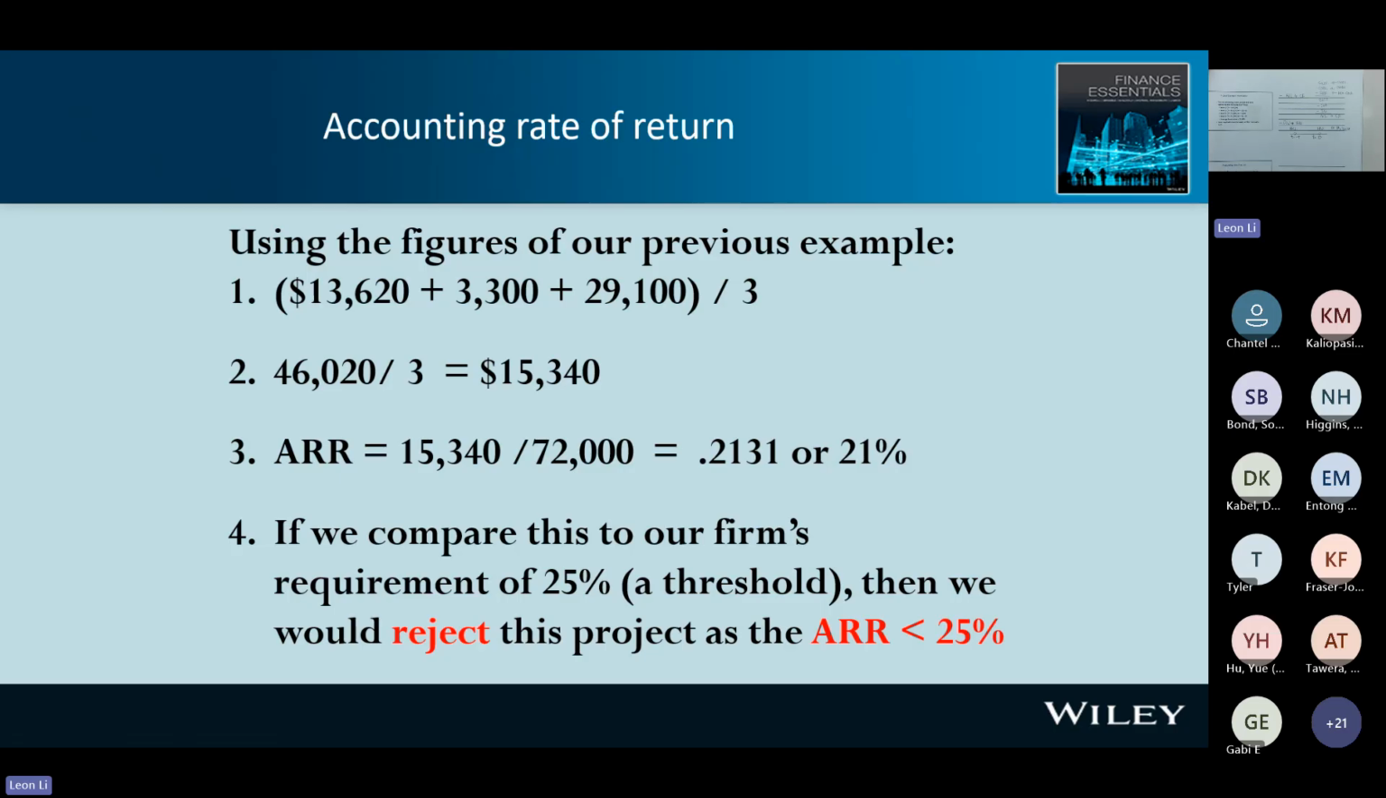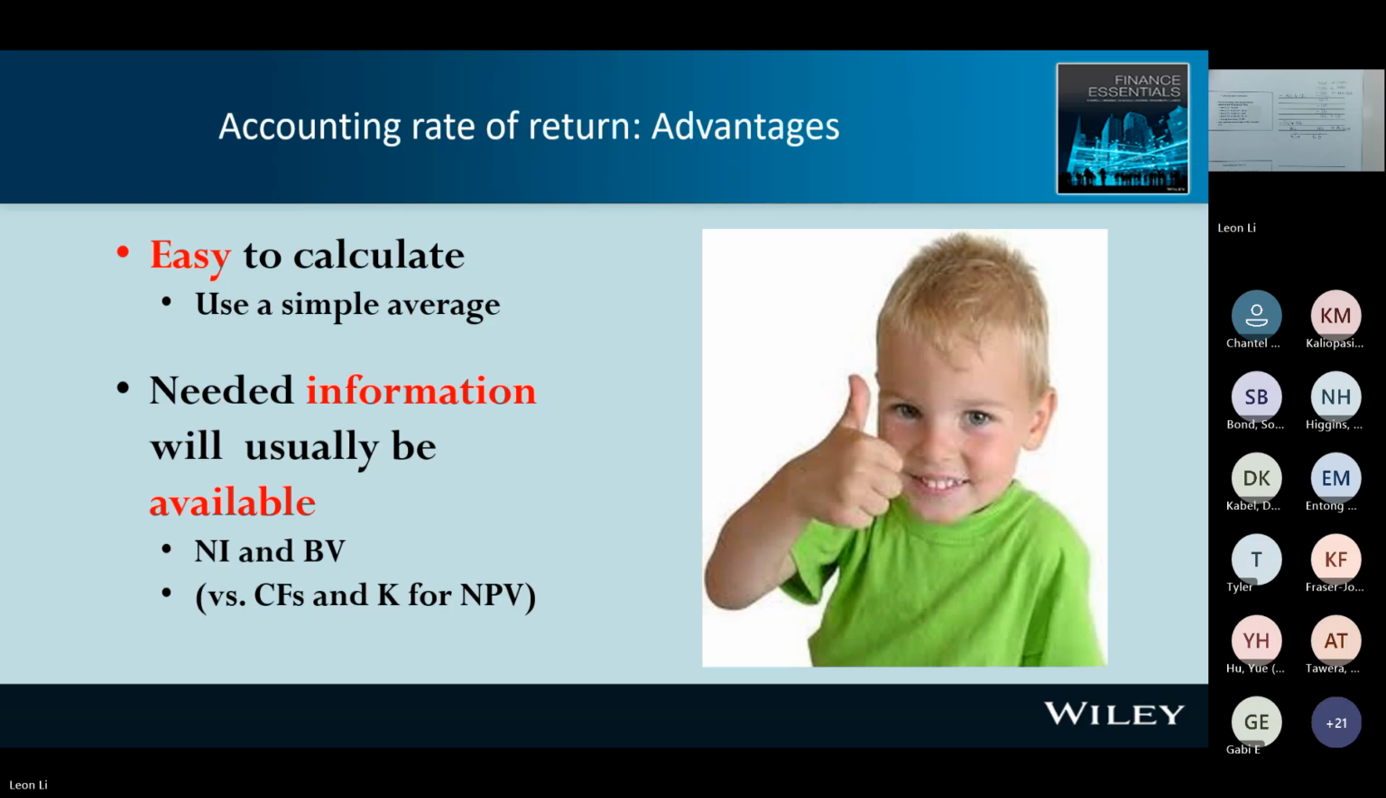Now we'd like to address the advantage of ARR. So again, the first, easy. Being easy is good, right? We use a simple average, and the needed information will usually be available, right? So for example, if your sample is a company, the company needs to have the accounting information and financial statement information available in the market. All right. So you have the net income, right? And the net income and the book value, so they are available in the market.